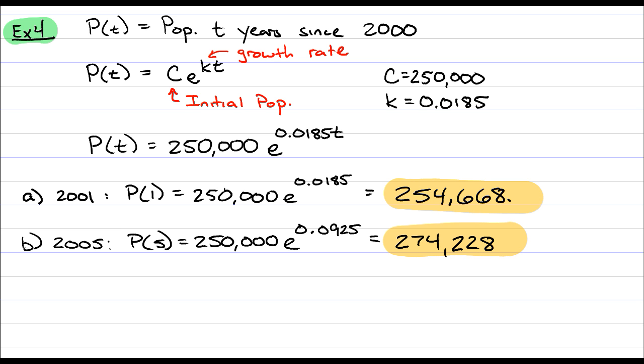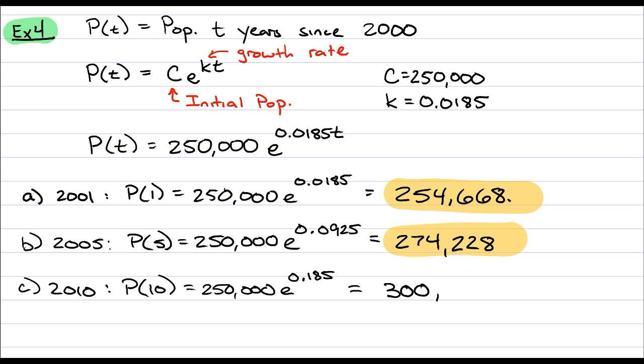Okay, a couple more. So then we need 2010 and 2020. Okay, but at this point, it's pretty much the same idea. P of 10 is 250,000 e to the 0.0185 times 10, so that's this. So that answer is going to be 300,805 when I round to the nearest person.